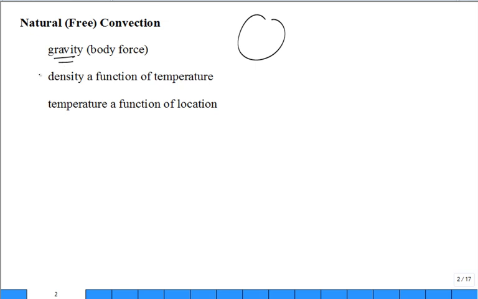Here you go. You have to have a density as a function of temperature. So the density changes with temperature, and temperature is a function of position. Those 3 things give us natural convection, meaning there will be fluid motion without a pump or a fan or anything to make it move. It'll naturally just move. Hot air will rise, that's the typical saying, and cold air will sink. And that will promote heat transfer.